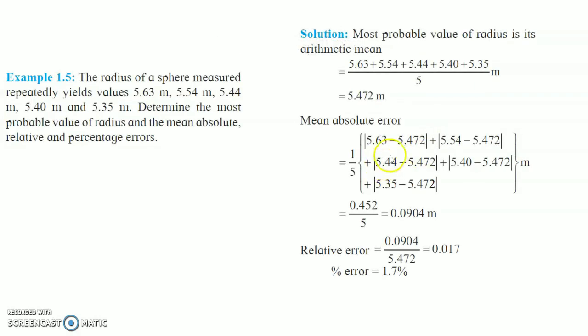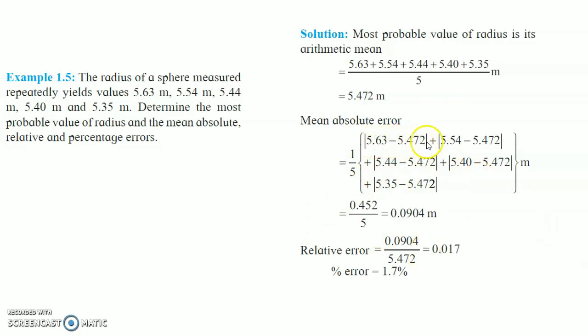The absolute error for the third reading is the third reading minus the mean, and the absolute error for the fourth reading is the fourth reading minus the mean. Absolute error for the fifth reading is the last reading minus the mean. To find mean absolute error, we will be adding all the individual absolute errors and dividing it by the number of readings. The total number of readings are 5. So we will be dividing it by 5.